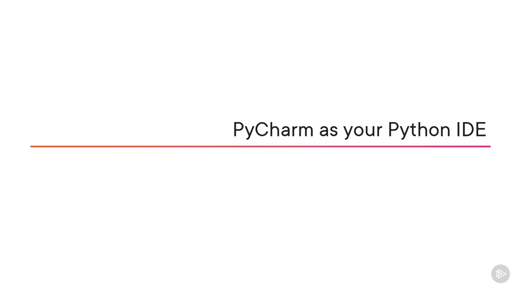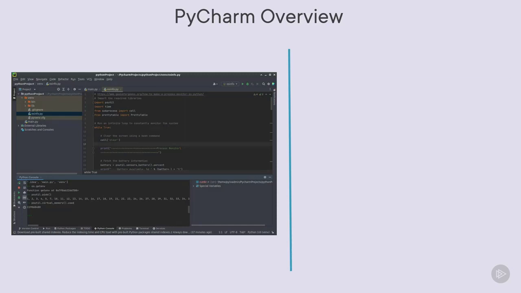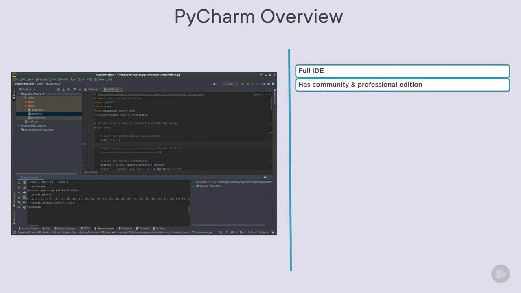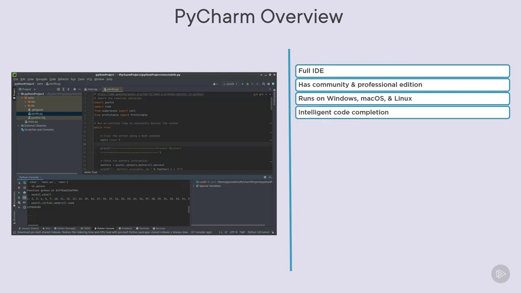Let's talk about PyCharm as a Python IDE now. So PyCharm is a full-blown IDE. It has two versions, a community version as well as a professional version. And the community version is completely free. The professional version you have to pay for, but it gives you additional features and functionality. Now, it is cross-platform, so you can pretty much run it on Windows, Mac, or even Linux.